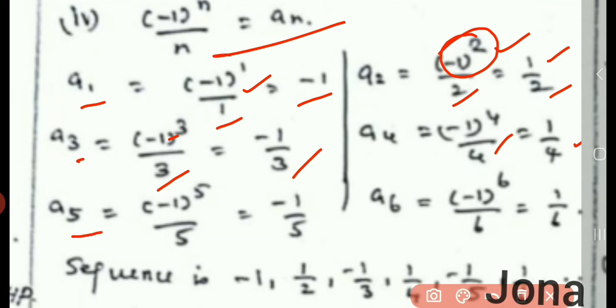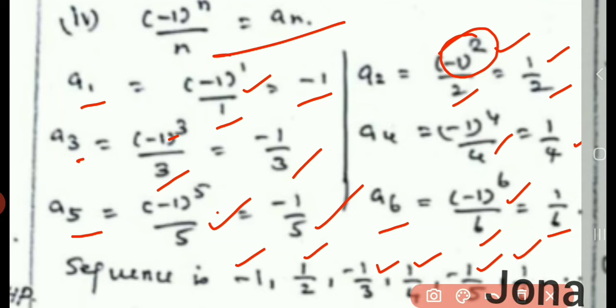a5 equals (-1)^5 divided by 5. Therefore, it is -1/5 here. And then in the place of n equal to 6, (-1)^6 divided by 6, which is equal to 1/6. Therefore, the sequence is -1, 1/2, -1/3, 1/4, -1/5, 1/6.